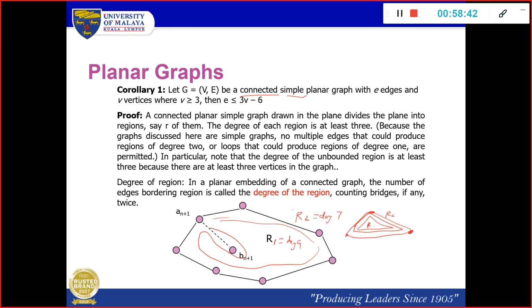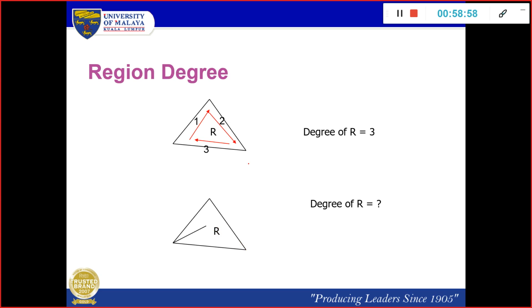The degree of a region in a planar embedding of a connected graph is the number of edges bordering the region, counting bridges, if any, twice. Like these bridges, 1 and 2. This is what we call a bridge. So for a region degree, you have degree of R1: 1, 2, 3. Region 2 also has 3 degrees.